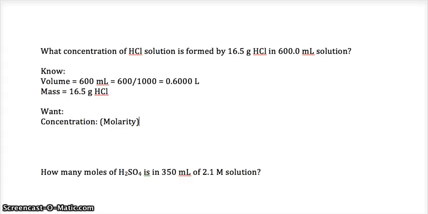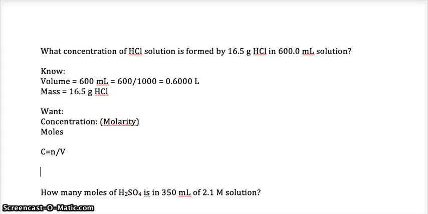And in order to get the concentration, it's likely that we're going to need the number of moles. So it doesn't say find the number of moles, but if you are given the mass, you're obviously going to need the number of moles. The formula to find concentration is C equals n over V, where V is the volume and n is the number of moles. So first we need to find n. We already have V, and then we can find C. So we will now do that.